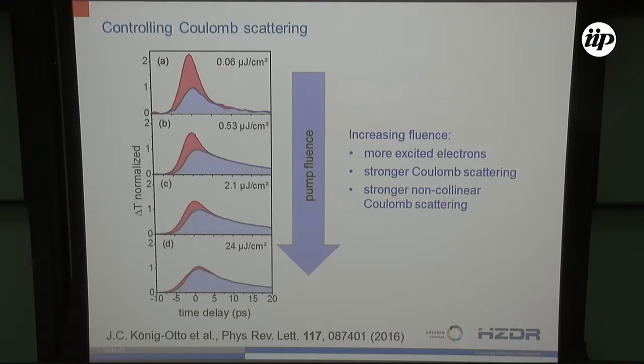We changed the fluence over a large range here, more than 2 orders of magnitude, and you see that initially for small fluences this anisotropy is very pronounced, and then it goes down, because if we excite more carriers, we have more Coulomb scattering, and by this we also have more non-collinear Coulomb scattering. The temperature, I don't want to go into this detail. On the other hand, it does not have a strong influence. So it's really the Coulomb scattering that is dependent on the fluence.